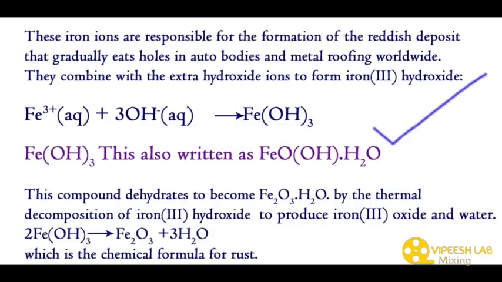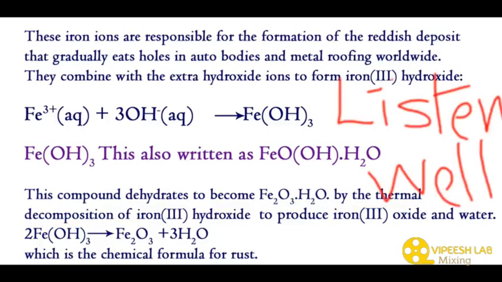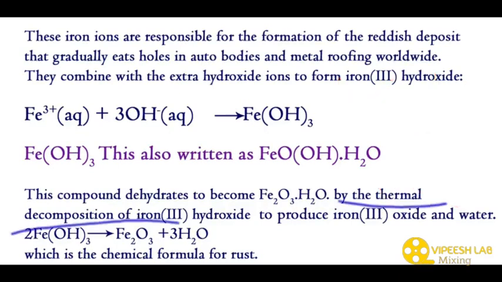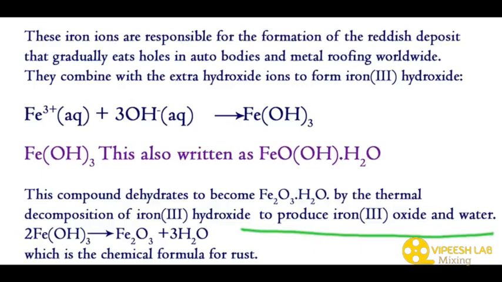This compound dehydrates to become Fe2O3·H2O by the thermal decomposition of iron 3 hydroxide. In the sense of the thermal decomposition reaction, when heat is applied to a compound, it may cause it to decompose or break down into multiple different chemical substances. So that reaction will take place here. The thermal decomposition of iron 3 hydroxide produces iron 3 oxide and water.